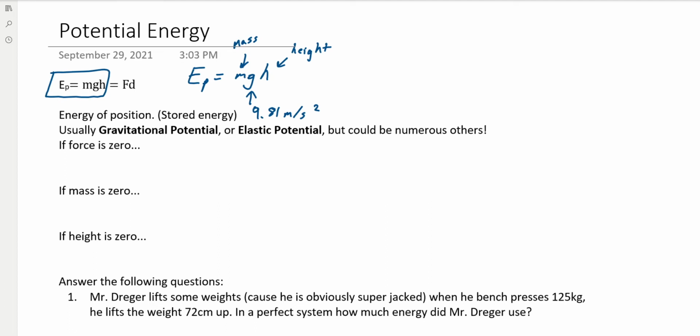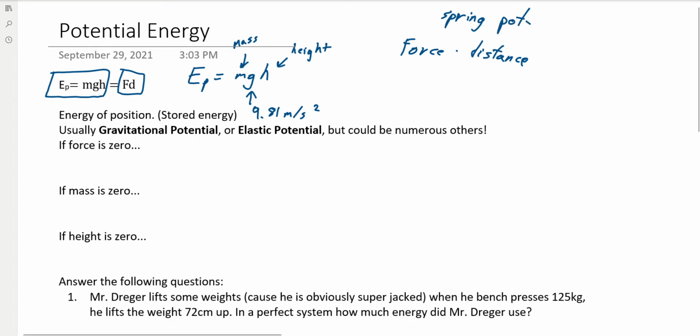Our equation. So the other basic one is just F d, where you have force times the distance, and we'd use this one more likely for a spring. Okay, so this would be spring energy, spring potential, whereas this is gravitational potential.